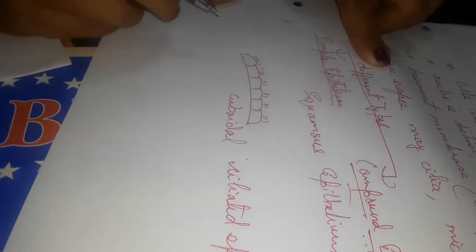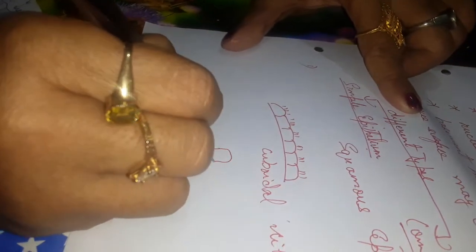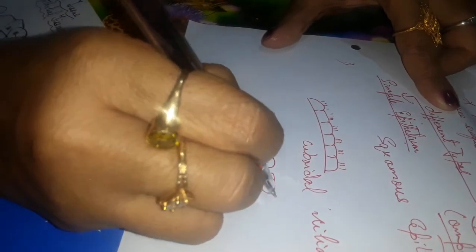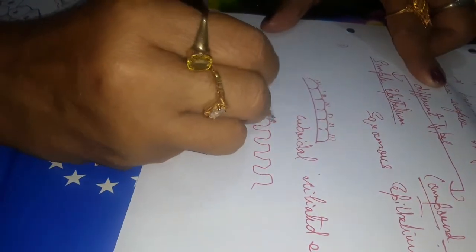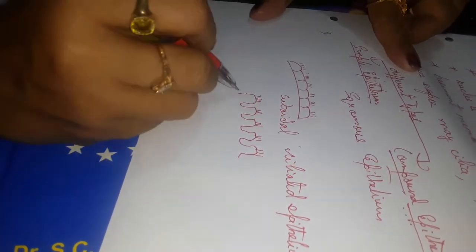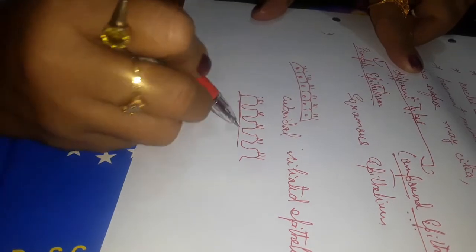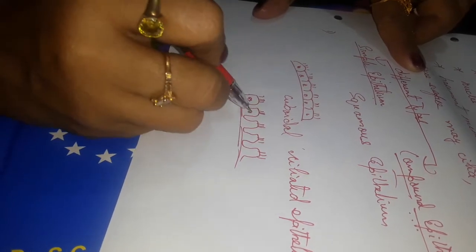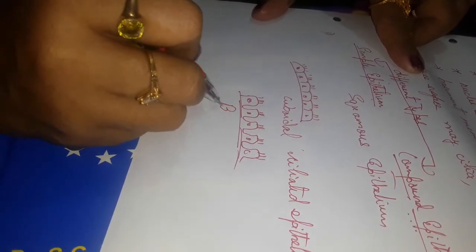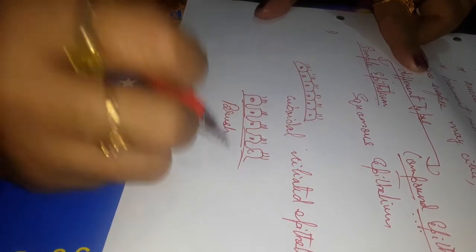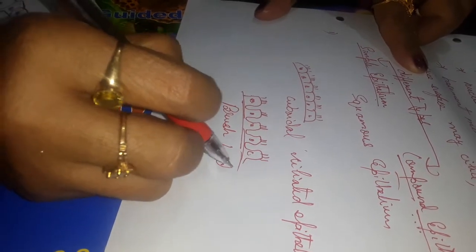Then they also have another type of epithelium which is called brush-bordered epithelium. These epithelium are shaped like this. Here we have the nucleus, just a rough diagram. So this is known as brush-bordered ciliated epithelium. Understood?